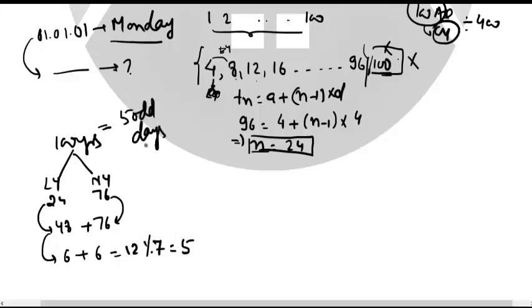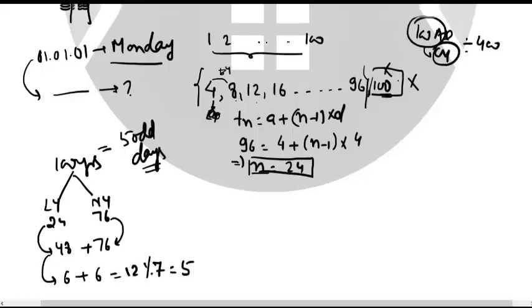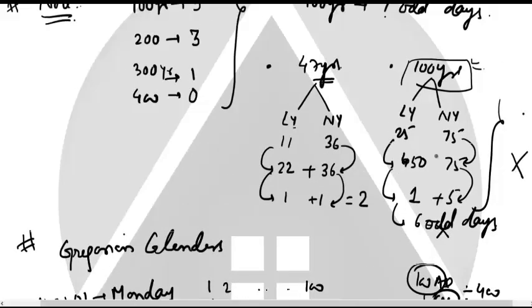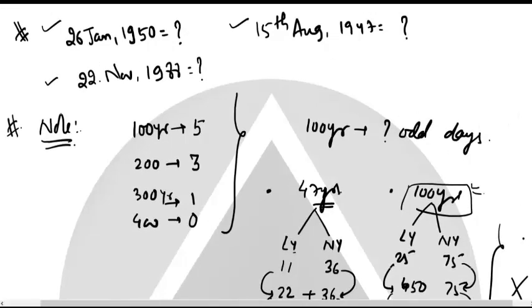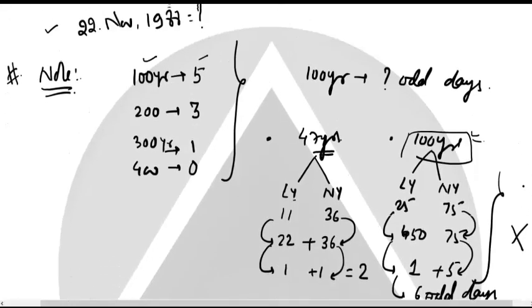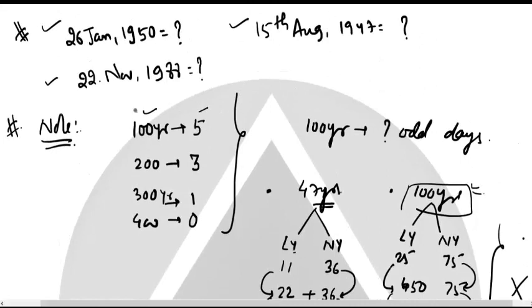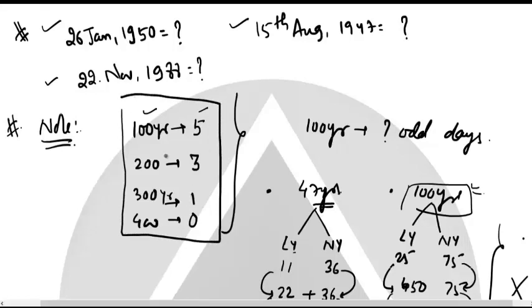I don't want you to remember so many things. It is just an explanation of why for 100 years I wrote 5 odd days. At the end, to solve questions of this kind, all you have to remember is this. You mug it up: 5, 3, 1, 0. 100 years will have 5 odd days. Now, 3, 1, 0 you do not need to remember. Just remember that 100 years will have 5 odd days.